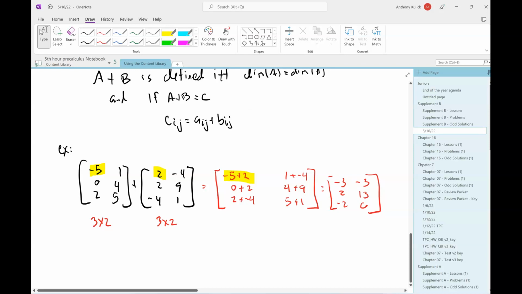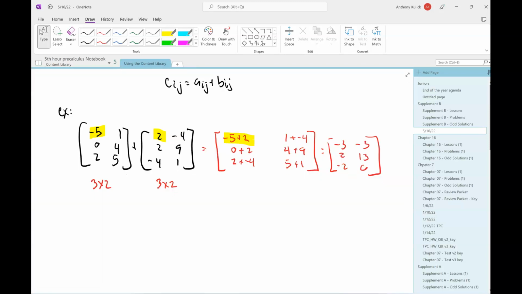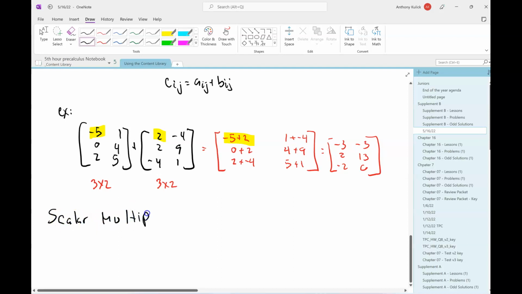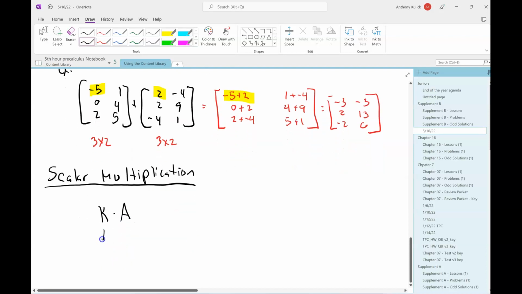Matrix subtraction, exactly the same, right? You're just subtracting instead of adding, but same rules, works the same way. Any questions so far? Okay. Now, for matrices, there's actually two kinds of multiplication. The first kind we're going to talk about is scalar multiplication. So scalar multiplication is a real number times a matrix.